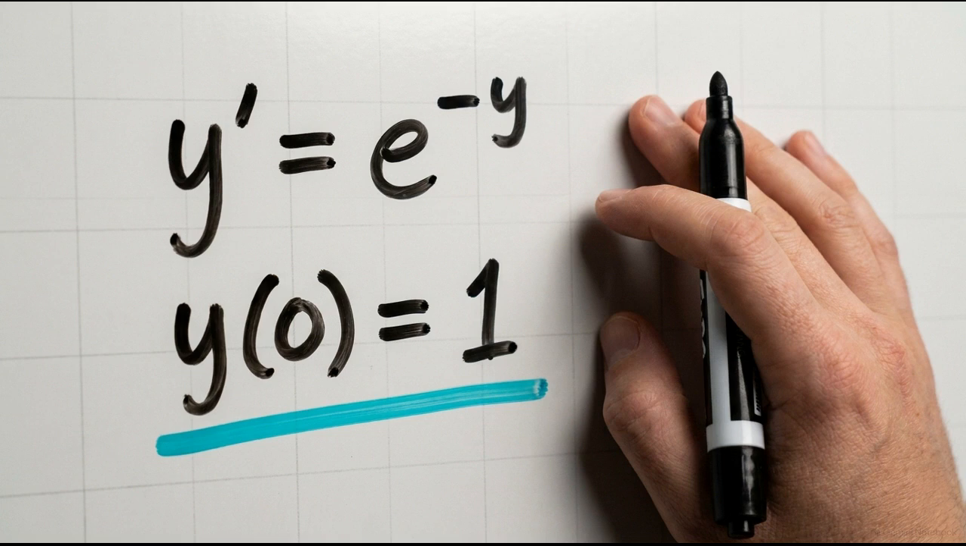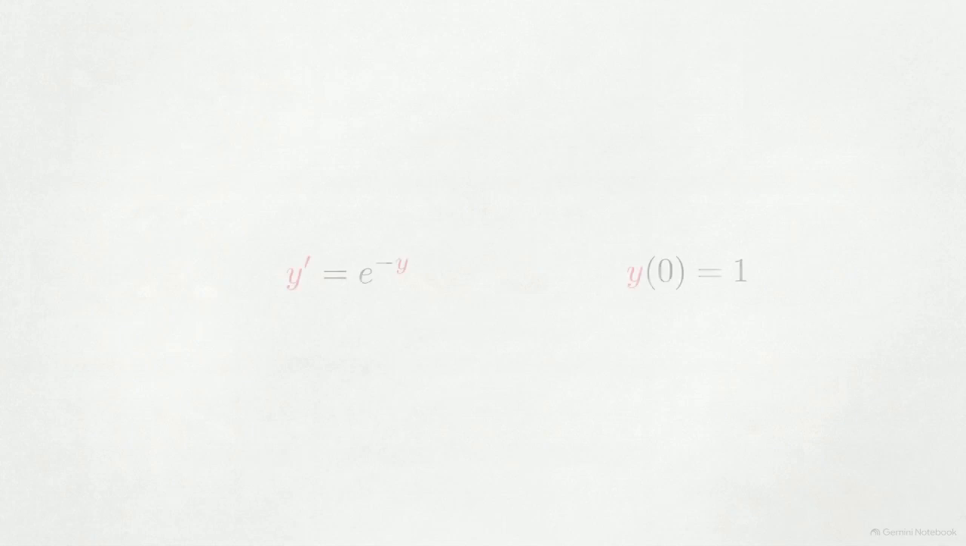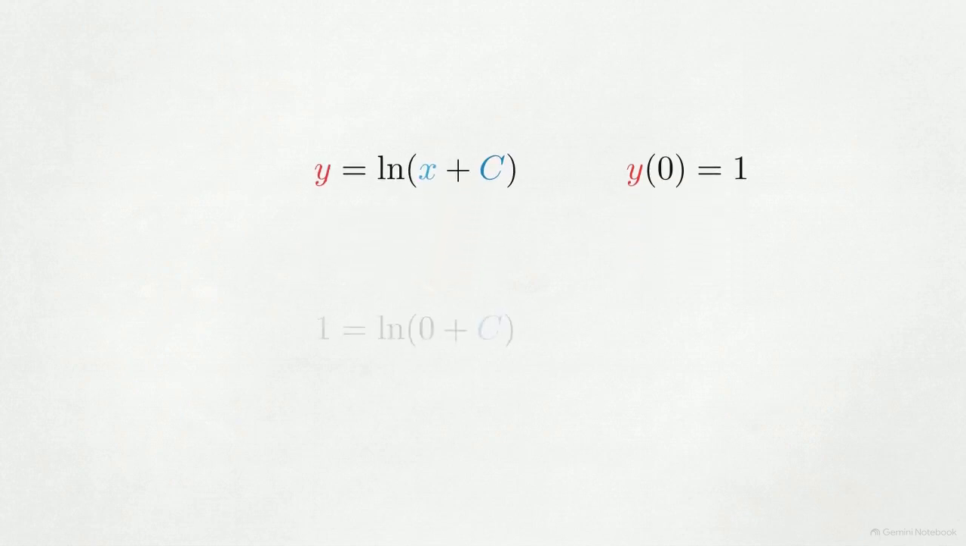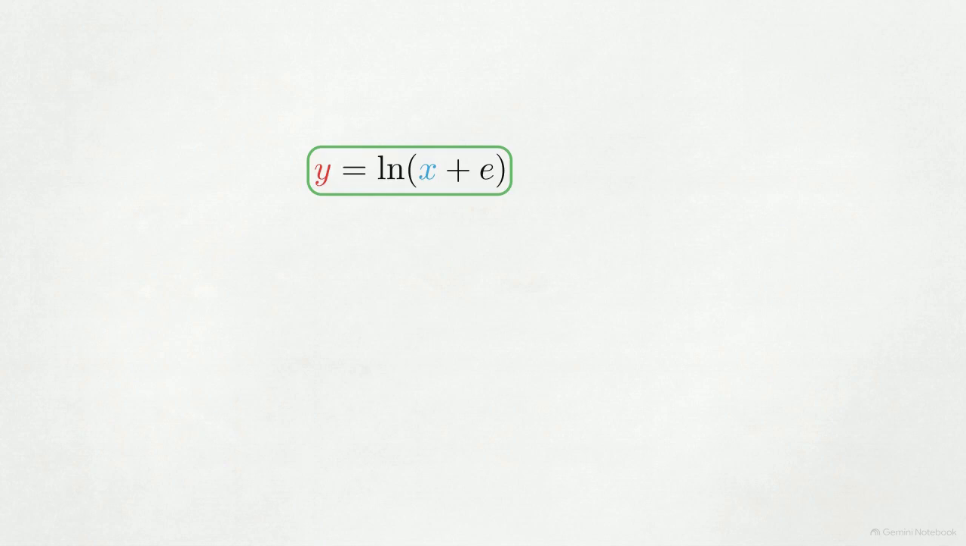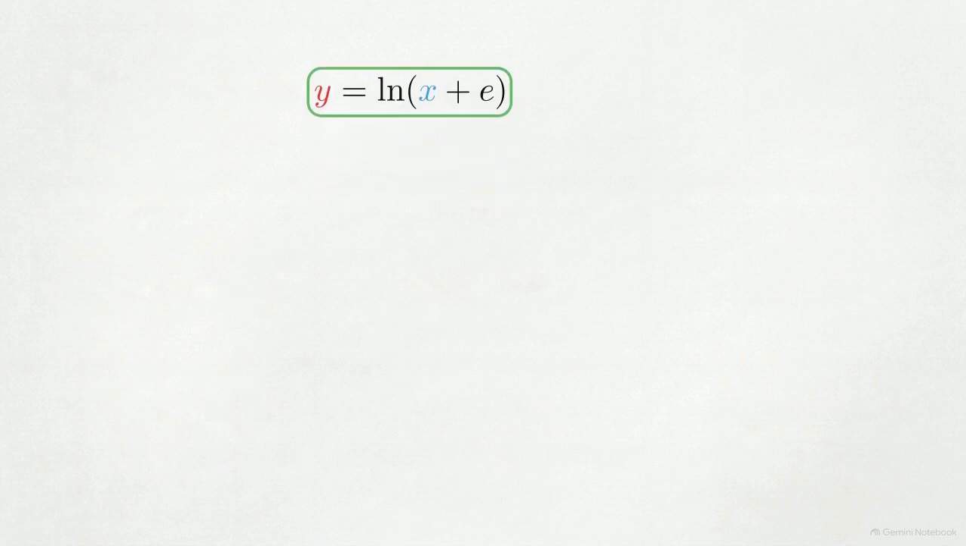We will synthesize these mechanics with one final problem, y prime equals e to the negative y, with the initial condition y of 0 equals 1. First, we multiply both sides by e to the y to separate the variables. Integrating both sides results in e to the y equaling x plus c. We isolate y by taking the natural logarithm of both sides, which gives us y equals the natural log of the quantity x plus c. Using y of 0 equals 1, we find that 1 equals the natural log of c, meaning c must equal e. This finalizes our solution as y equals the natural log of x plus e.